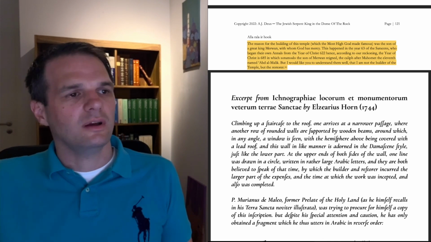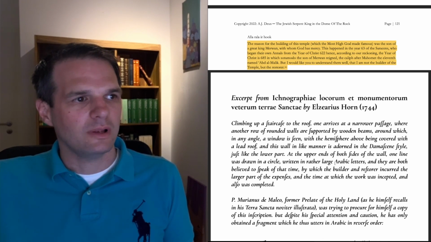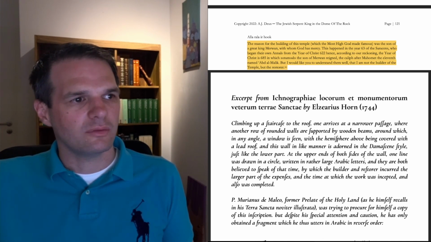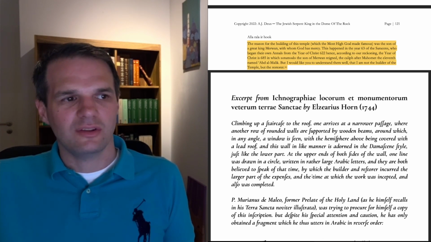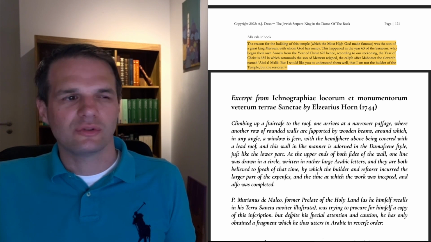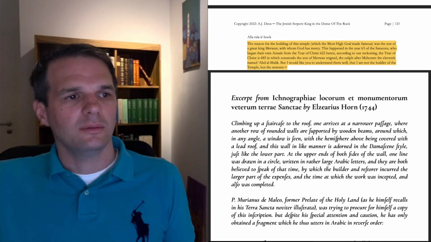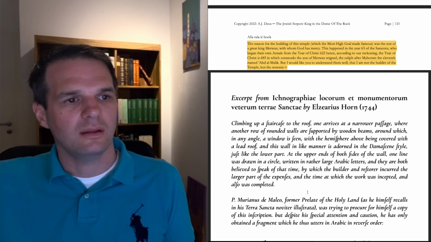So here is how it describes it. At the upper ends of both sides of the wall, one line was drawn in a circle written in large Arabic letters, and they are both believed to speak of the time by which the builder and restorer incurred the larger part of the expenses and the time at which the work was incepted and also was completed. Okay, so what he describes does sound like the ambulatory. There we have inscriptions on both sides of these arches. And there is a dedication which does speak of the time it was built, and that's the time where the expenses incurred and where it was incepted and also completed.